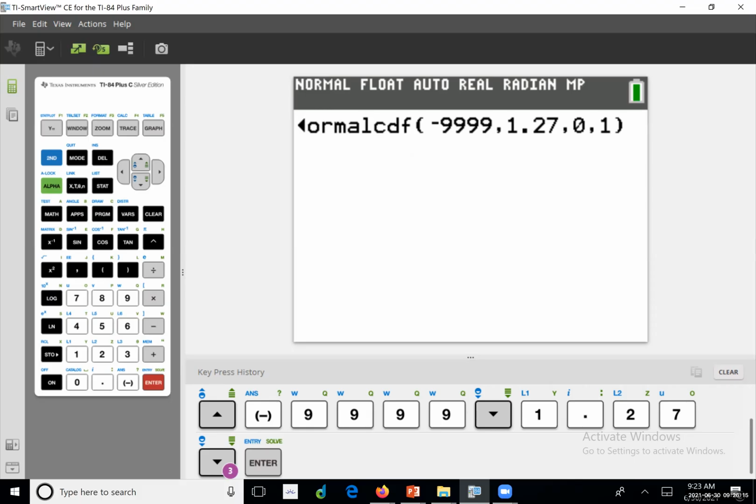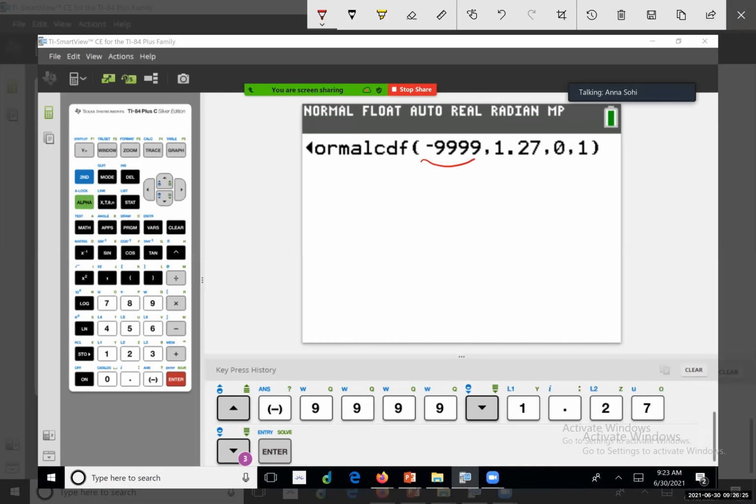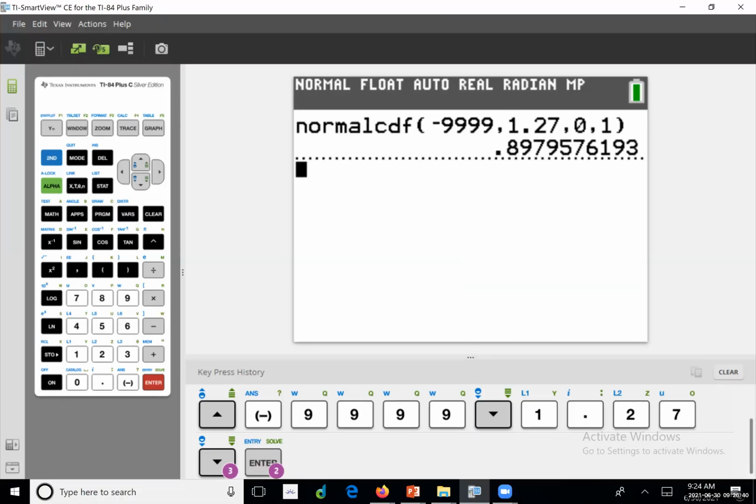If your calculator doesn't have that layout, you would type normal CDF like here, open a parentheses, -999, this is lower, 1.27, that's upper, mu is 0, sigma is 1. And then close the parentheses. Here we go. 0.8979 and so on. That's the probability.